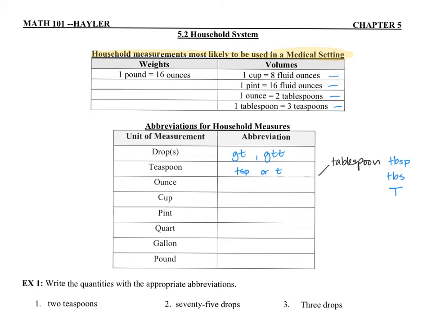Ounces are OZ. Oops, wrong color. Cups, just cup or c. And I believe that is a lowercase c. For pints, lowercase pt. Quarts, lowercase qt. Gallon, GAL, and pound, LB.